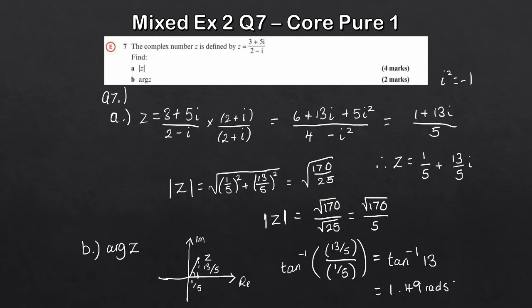So it's 1.49 radians, and do we need to do anything else with our quadrant? Well, we're in quadrant 1 here, and remember, when you're in quadrant 1, it is literally just that answer. So once you've calculated tan inverse here, that's just that answer. So therefore alpha, the argument of z, is equal to 1.49 radians. Okay, so there we have it. So that's that question done.